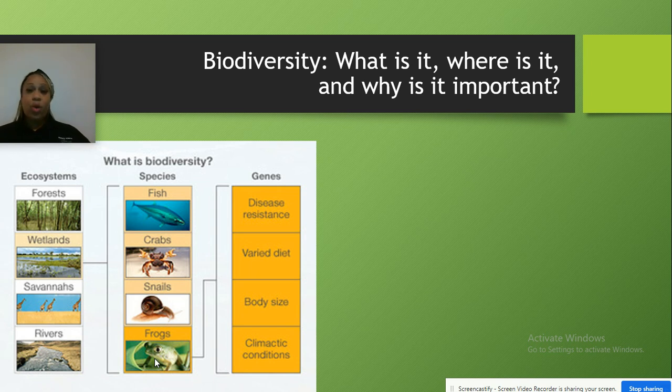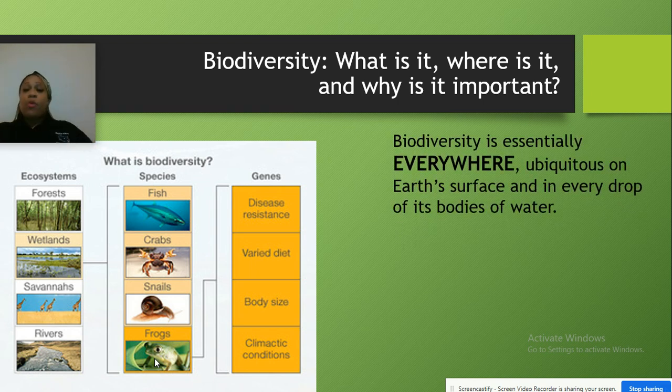Then it says, where is it? Well, there it is. It's in ecosystems, okay? However, biodiversity is essentially everywhere. It's everywhere. Wherever you are on this earth, it's just about any and everywhere you go. In every drop of the bodies of water, it's everywhere, okay?